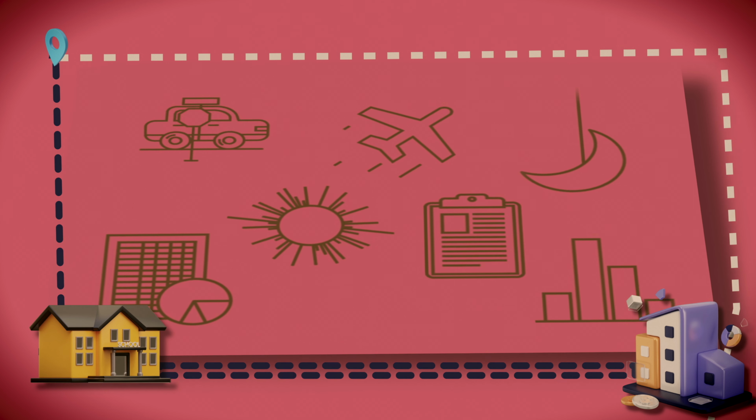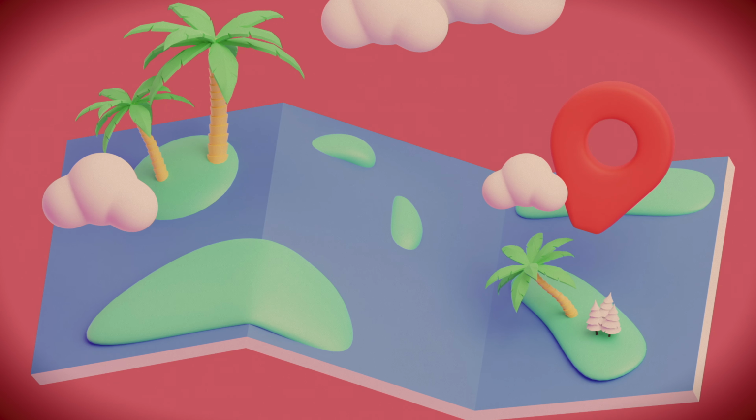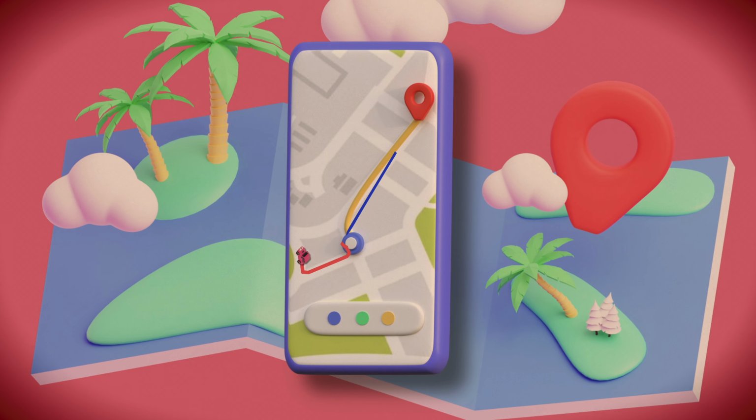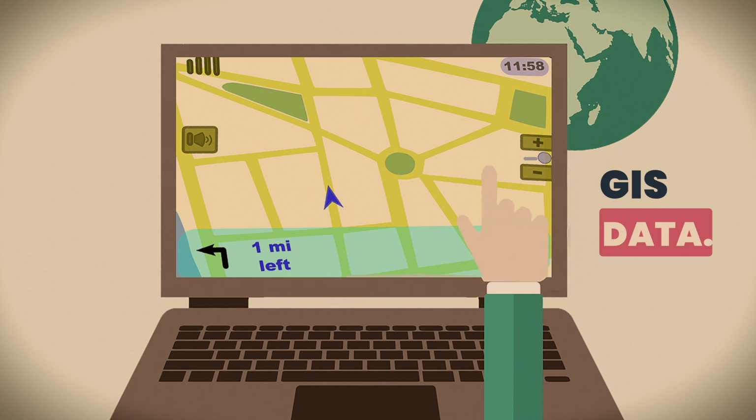So, what wonders it can do if all this information is on the map? Now you can decide the shortest route or you can avoid traffic to reach your office. When you are thinking this way, you are using GIS data.